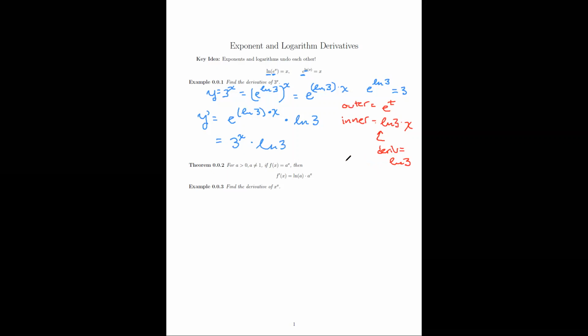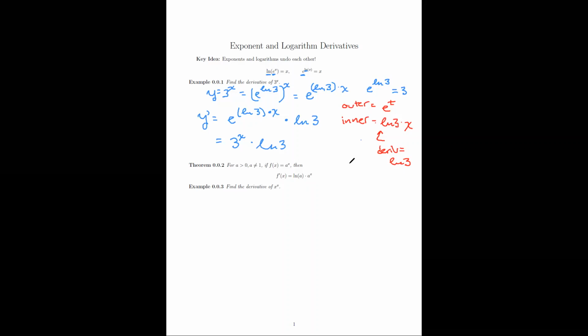We're using the chain rule, and we're using the fact that logs and exponents undo each other to find the derivative when x is our power. So this works for any base. If I have any base that's positive and not equal to 1, then my derivative is the natural log of that base times the function itself. Just like we did up here.